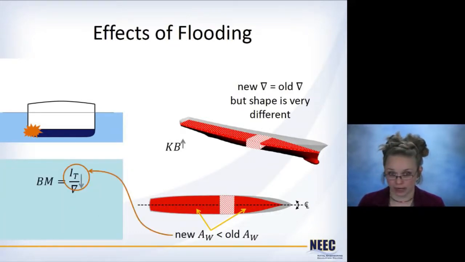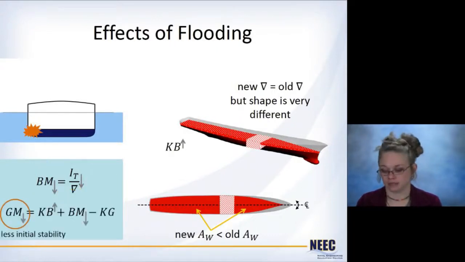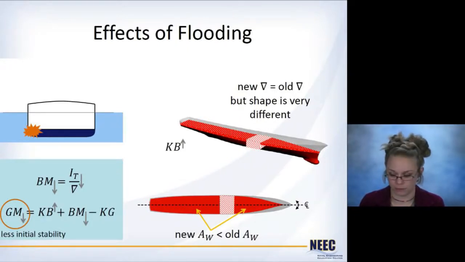With the change in the waterplane area, that will decrease the second moment of it about the center line. Because of that, BM will decrease. Because BM is decreasing, KB goes up a little bit, like I mentioned, but BM decreases a lot more. And so the end result is that you have less initial stability. So this change in GM due to the damage condition, that is calculating damage stability. And I'll post a separate video on an example calculation of that.